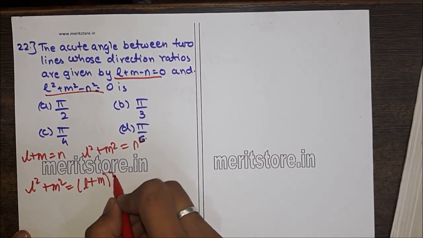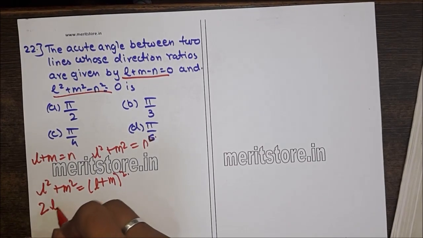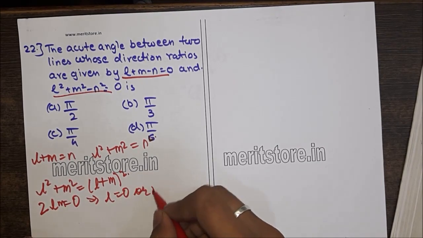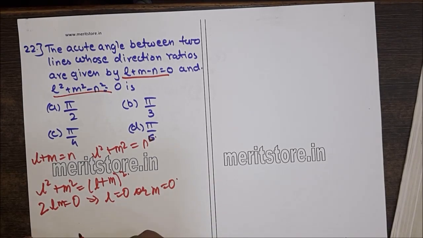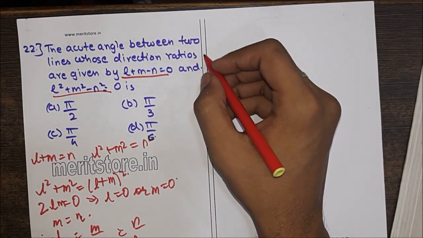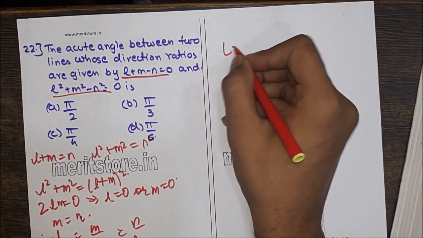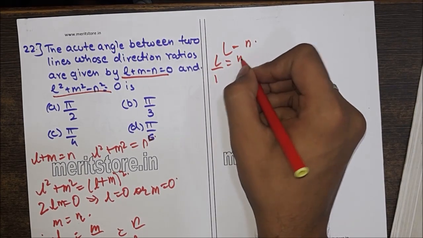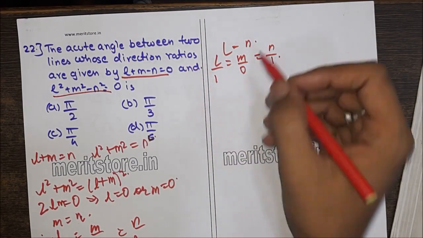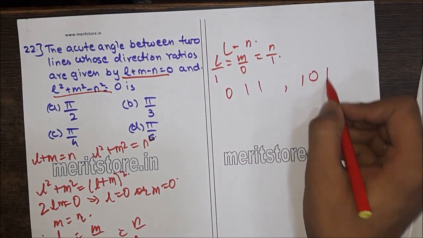L plus M the whole square. So we get 2LM is equal to 0. Therefore, L is equal to 0 or M is equal to 0. If L is equal to 0, then M would be equal to N. So here we'll get L by 0 is equal to M by 1 is equal to N by 1. And if M is equal to 0, then we would get L is equal to N, which would be L by 1 is equal to M by 0, N by 1. So the direction ratios of the lines are proportional to 0, 1, 1 and 1, 0, 1.